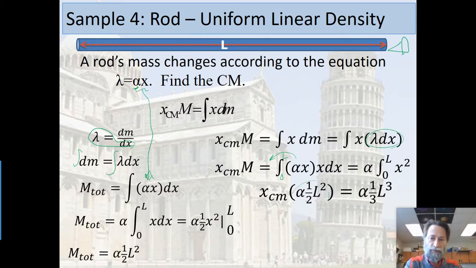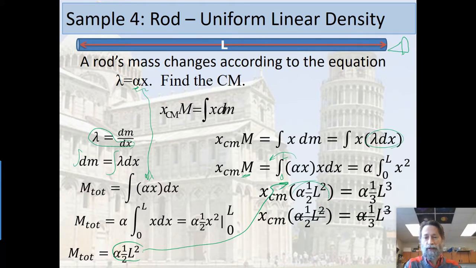Now, on the left side of the equation, I'm going to take my answer for the total mass and plug that in there. Again, I can cancel out like terms, cancel out the alphas, cancel out the L cubed over L squared, and I end up with this x CM. I kind of jumped a few steps here. x CM, if I multiply both sides by 2, ends up being 2/3 of the length of the rod. The math is correct there, so if you need to, pause the video and check through my math just to make sure that you followed what I did there.